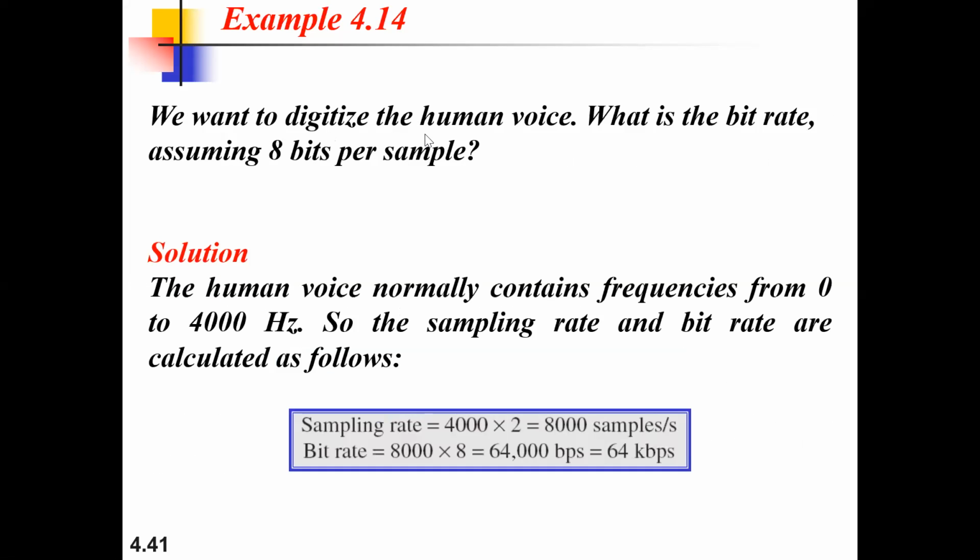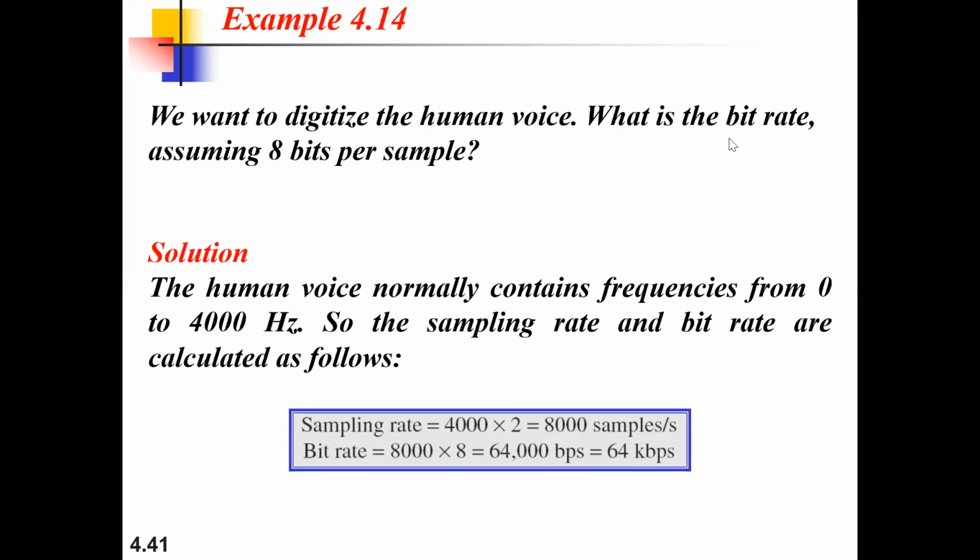So we want to digitize the human voice. What is the bit rate assuming 8 bits per sample? Human voice we need to digitize means what will be the maximum frequency that you have? 4 kilohertz, as we have already seen. So sampling rate, if you just assume it, 4 kilo means 4,000. 4,000 into 2, that is 8,000 samples per second.